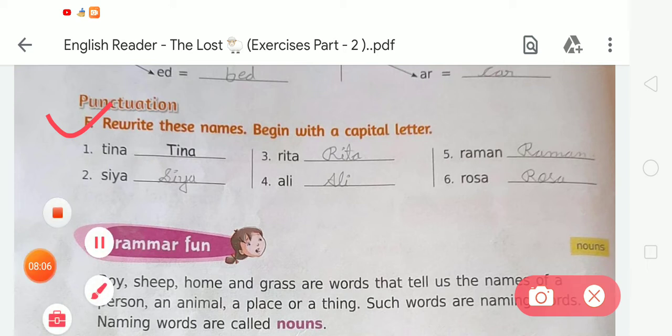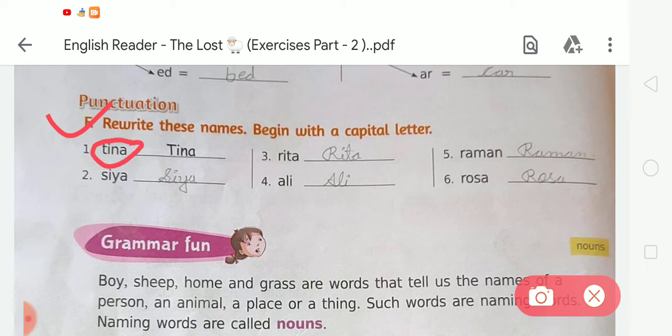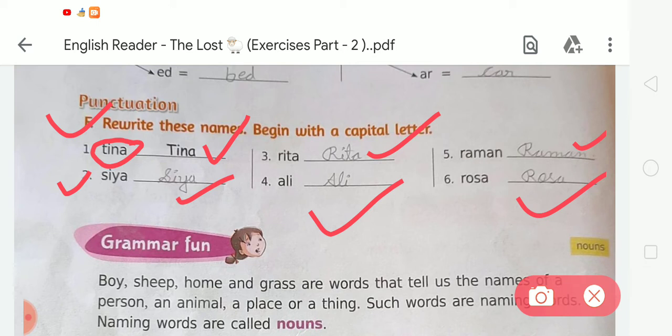So in first, as you can see, there is the name Tina. So we have to change this first letter to a capital, so it will be TINA, Tina. Okay, so like this we have to do all of them. So in second, we have to change this small s into capital S. So it will be Sia, Rita, Ali, Raman, Roja. So like this we only have to change the first letter of these names.